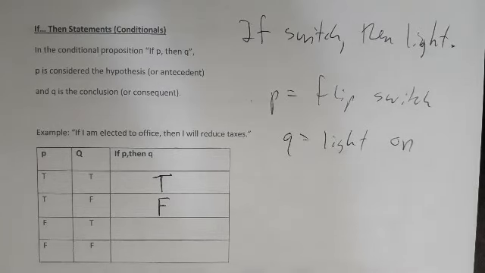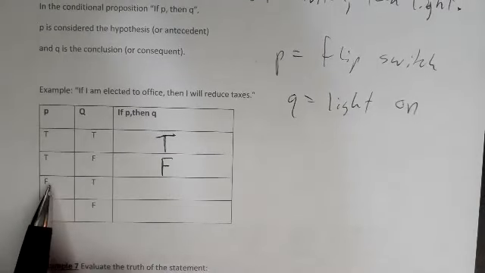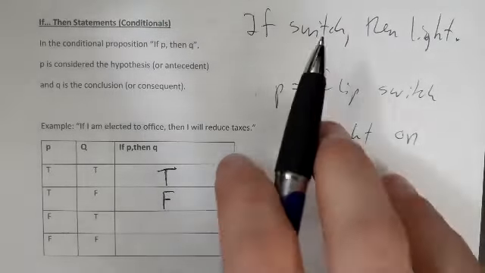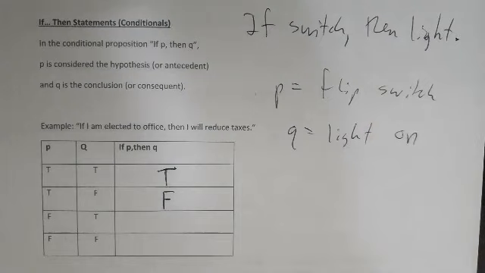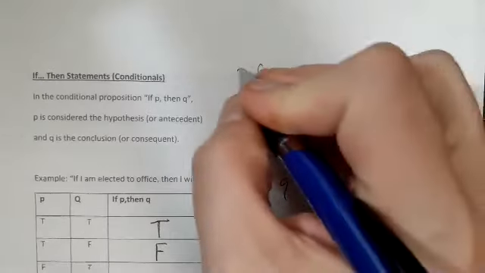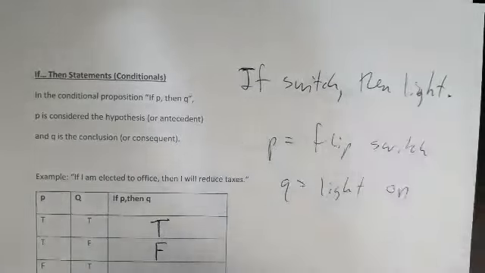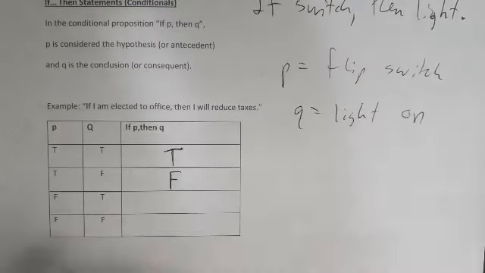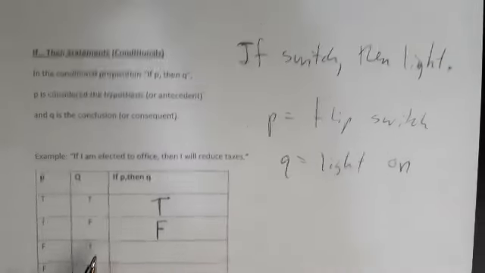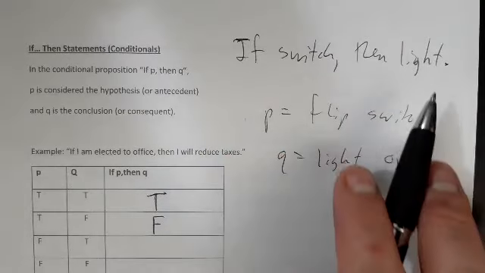Okay, so now we get to these two. I want to look at them both the same. They both have P being false. So I look at this and make this statement: if I flip the switch, then the light comes on. In order for this to be true, we're assuming the switch operates the light, right? So if I don't flip the switch, but the light comes on, can I say anything about the switch operating the light?